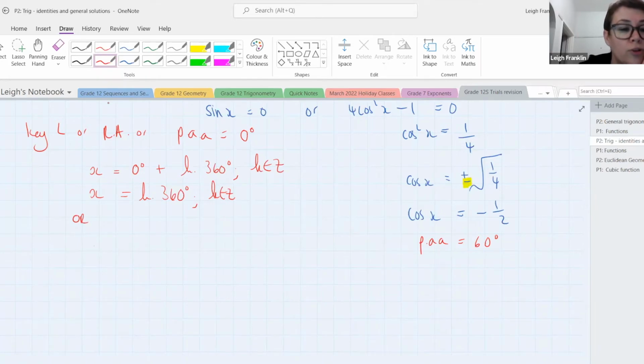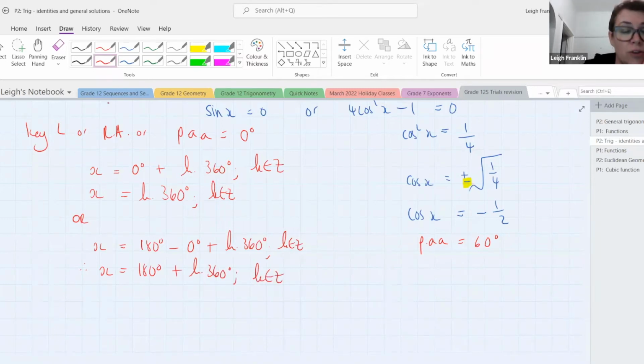Or in quadrant 2, x would be equal to 180 minus 0 degrees plus k times 360. And therefore, x would be equal to 180 plus k times 360. K is an element of the integers. So there are our 2 general solutions for sine x equals 0.